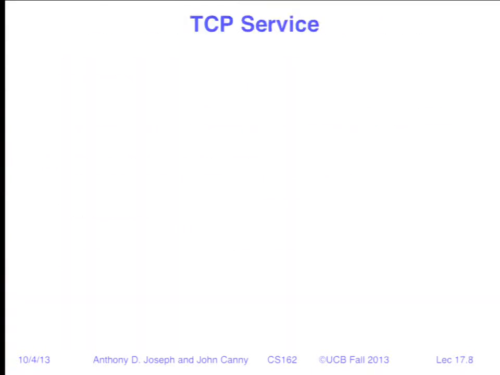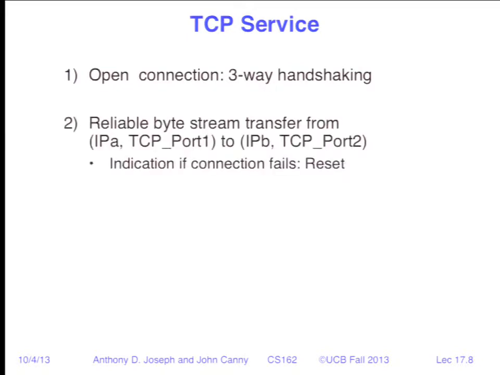Okay. So, TCP as a service does the following things. First, we open the connection. There's a three-way handshake that occurs when we open the connection to set up that connection. Then we actually send our bytes. And so again, bytes go from one tuple to another tuple. That tuple is the local IP address and local port to the remote IP address and the remote port. Now, I did say it provides this guarantee of reliable, in order, at most once delivery.